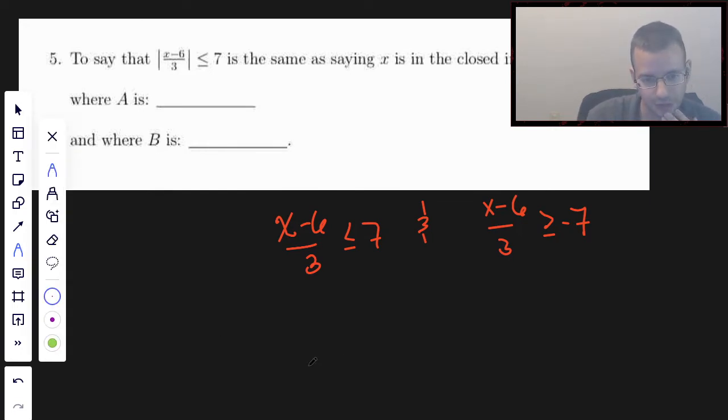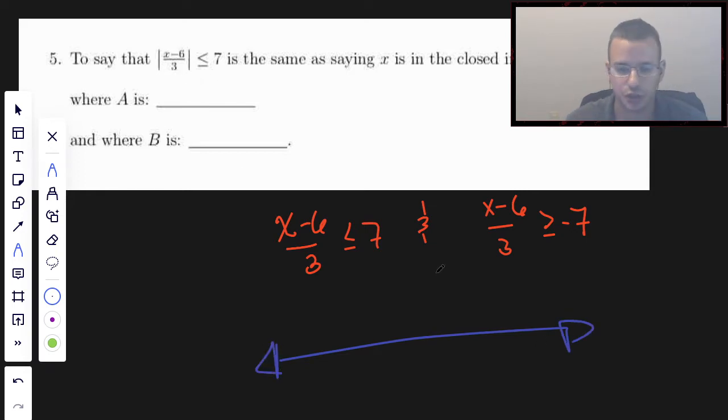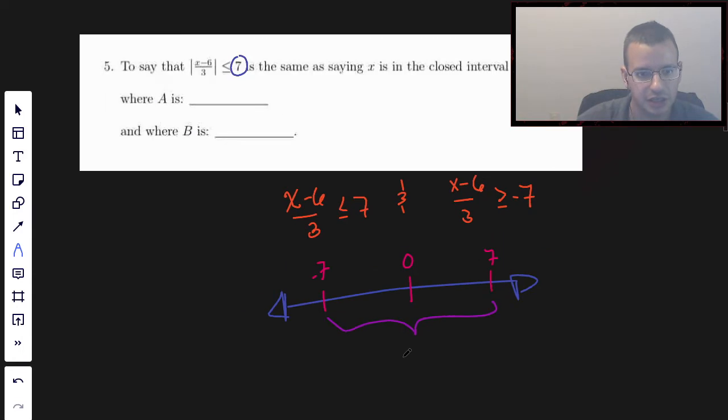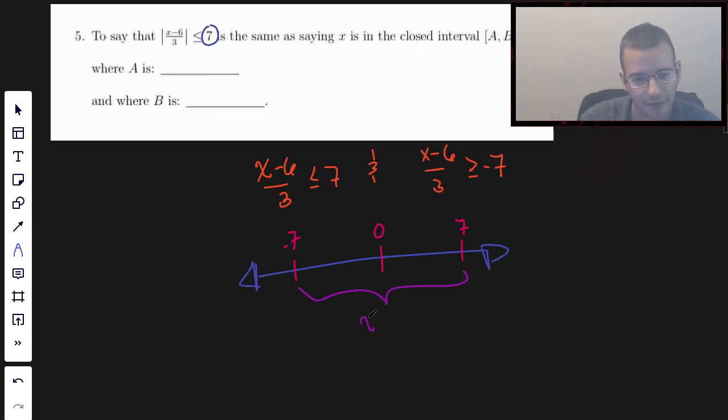From a more intuitive point of view, we have a timeline. And what this is saying is (x minus 6) over 3 is a distance of less than or equal to 7 from 0. So we have 0 right here, we have 7 right here, and we have negative 7 over here. So what it's saying is this distance right here is (x minus 6) over 3. And this whole area in here is possible based on this inequality.